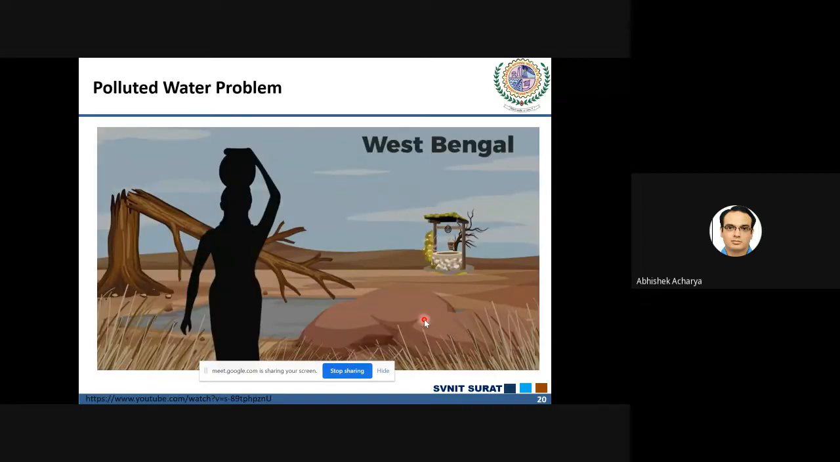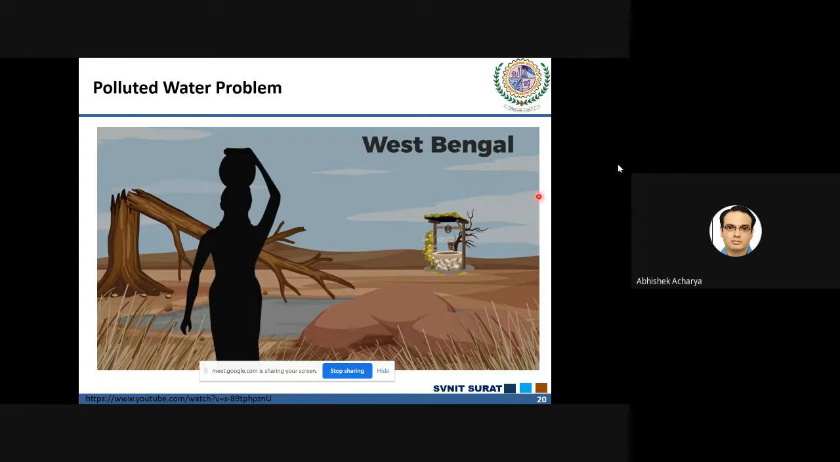Now let me discuss a few cases. I'll quickly go through those cases. This was a problem faced by some villagers in West Bengal. The water of this well was polluted, and villagers were bound to take water from this particular well, as there was no other source of potable water. People were traveling 4 to 5 kilometers to take water from this well, even though the water was polluted.